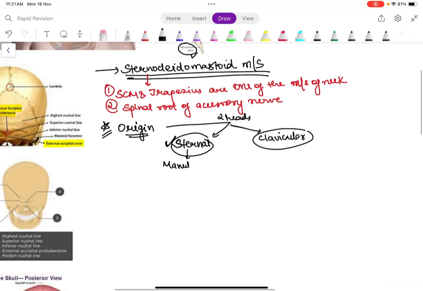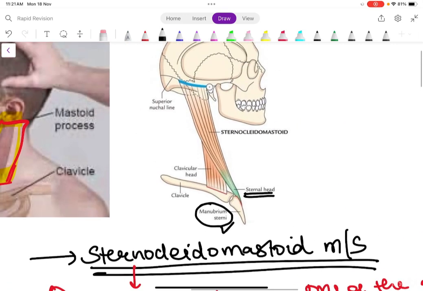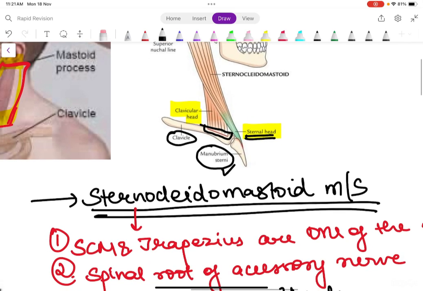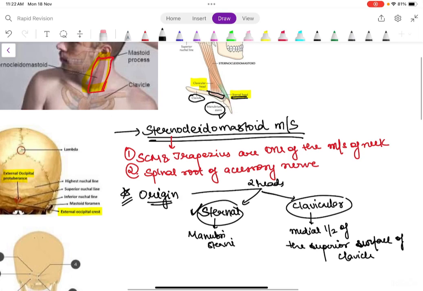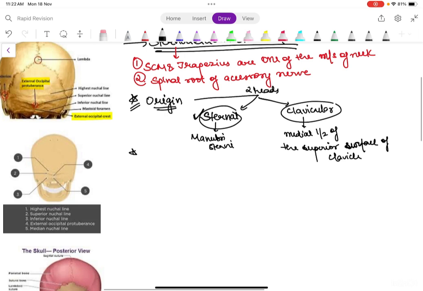So sternal is manubrium sterni, and the clavicular head is from the medial half of the superior surface of clavicle. Now what do you mean by this? See, we saw that this is the sternal head, this is the clavicular head. So this is the clavicle, and what I told you is medial half of this superior surface of the clavicle. All right, so these are the two origins.